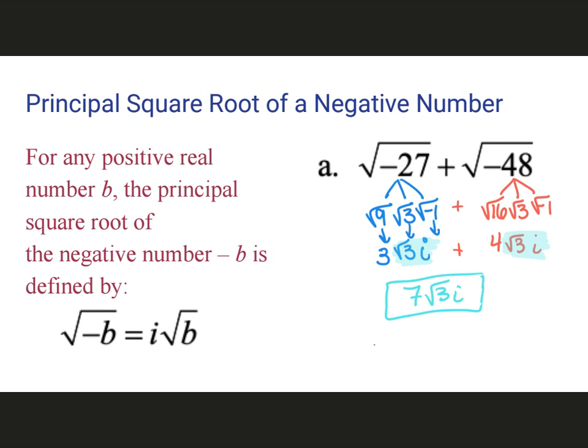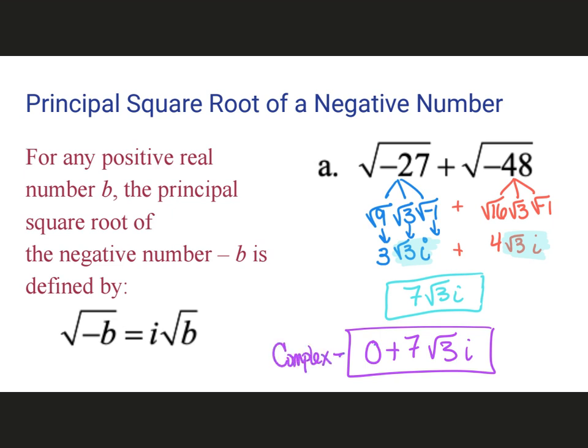This is a simplified imaginary number. This is not a complex number. If I were to ask you to write it as a complex number, you have to have a real number part. And that real number part doesn't exist, so we would put 0 in its place. But that's only if I asked you to write it as a complex number. But the directions here were just to simplify. So this is fine for this problem, okay?